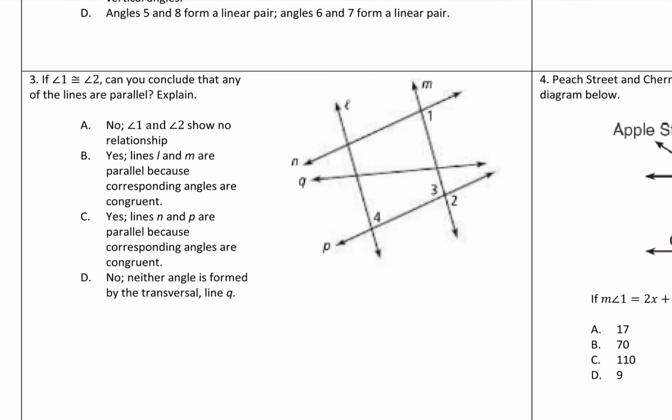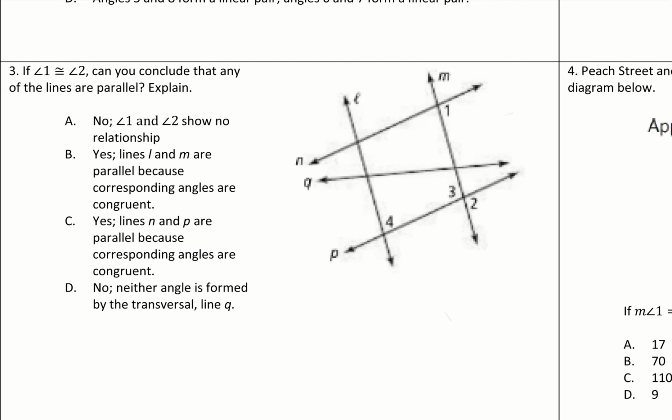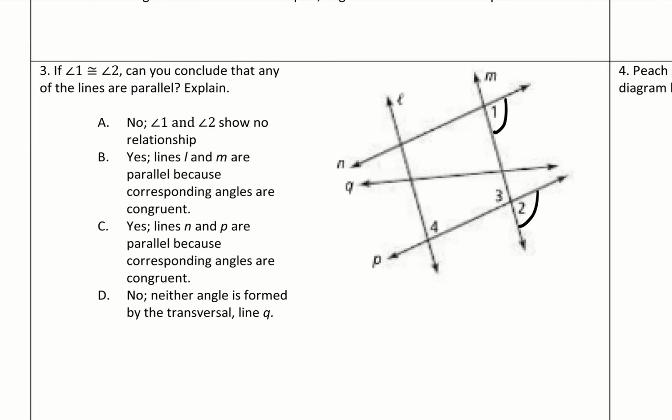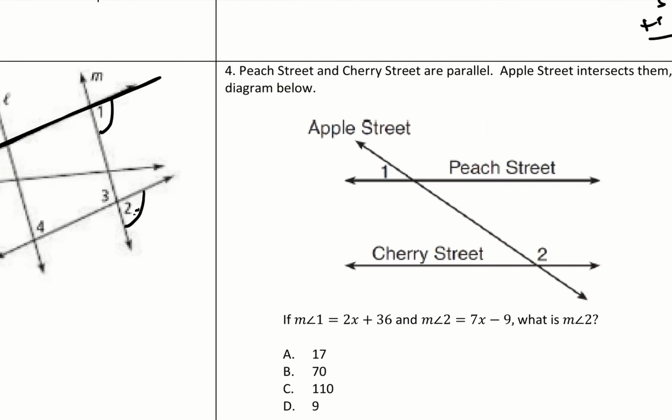If angle 1 is congruent to angle 2, can you conclude that the lines are parallel? If these are congruent, then yes, we can conclude, because if they're congruent, then they must be corresponding angles. And if they're corresponding angles, that means this line is parallel to that line. So n has to be parallel to p. So yes, n and p are parallel because corresponding angles are congruent.